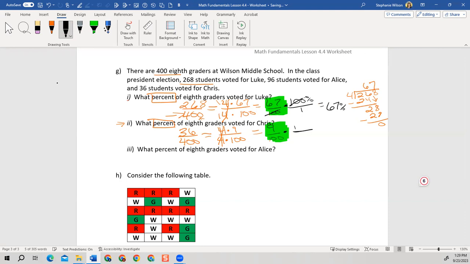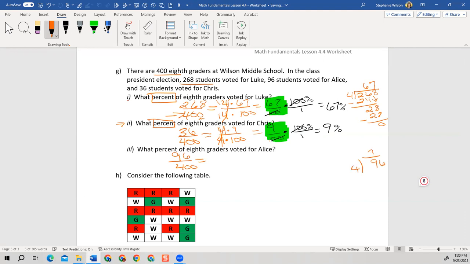Let's multiply this one by 100% because we're putting it in percent. And the hundreds reduce on this one. Now I'm left with 9% of the students voted for Chris. Now let's solve for Alice. Total of students goes on bottom, which is 400. Alice got 96 votes. So let's see if 4 will go into 96.